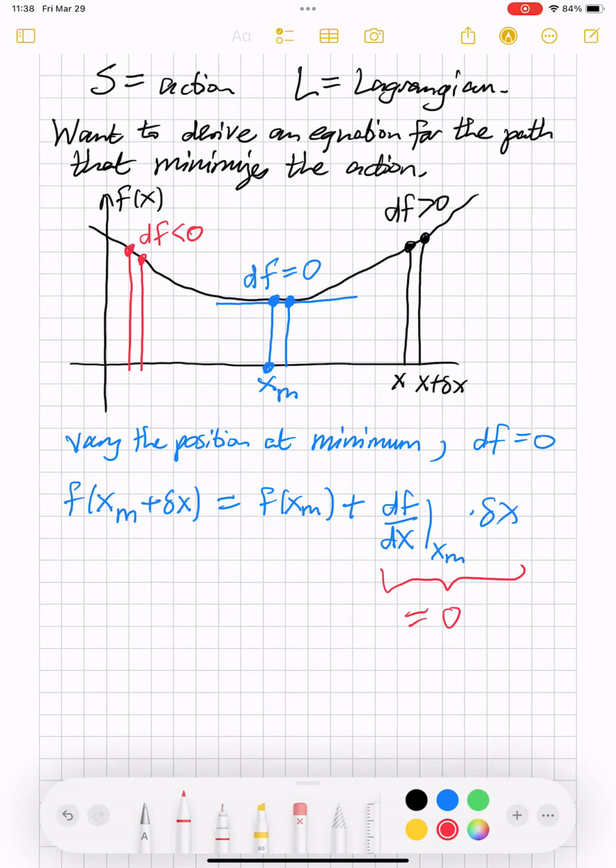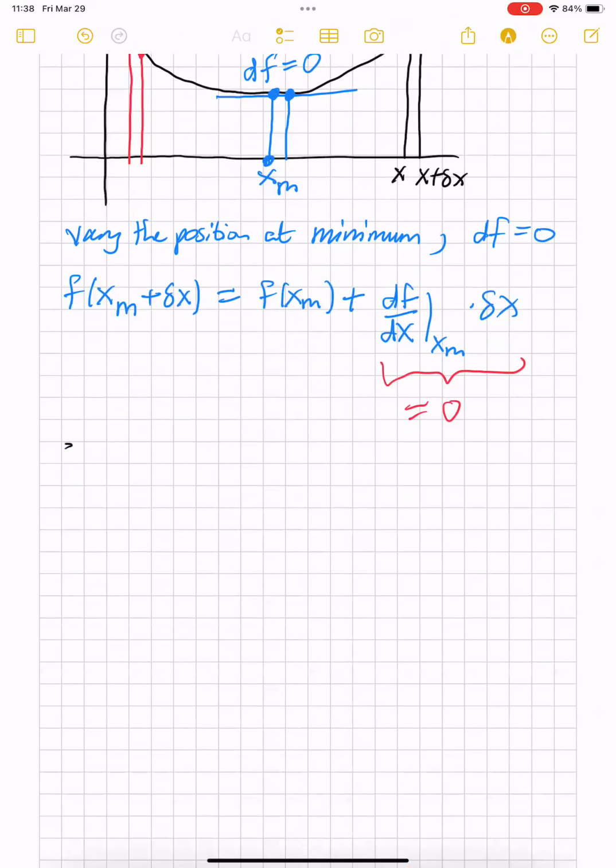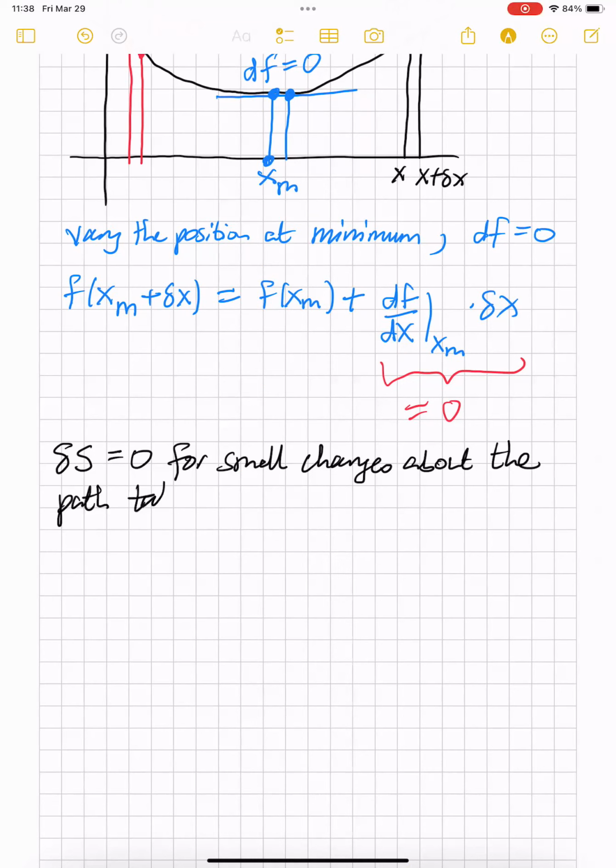And that's maybe the more natural way that you've seen it. You just take the function, you solve df dx is equal to 0. But for us, the nice thing is going to be delta s is equal to 0 for small changes about the path taken by the particle. Okay? Good. So this is the idea that we are going to use.